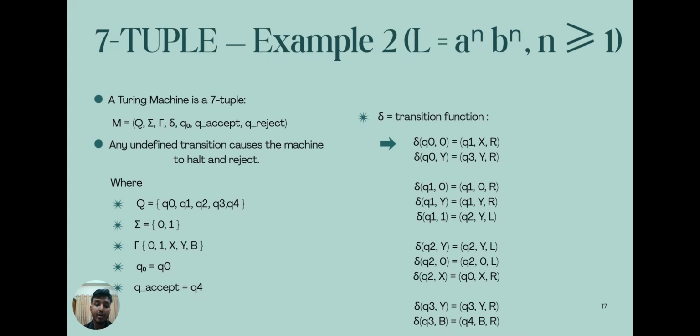This slide shows the formal 7-tuple definition of the Turing machine. Q is the set of all states used in this machine. The second one is the input symbols, which are 0 and 1. Then the tape symbols, including X, Y, and B. And Q0 is the start state, and Q4 is the accept state, and the other is the transition function, and there are a couple of transition functions in this example.